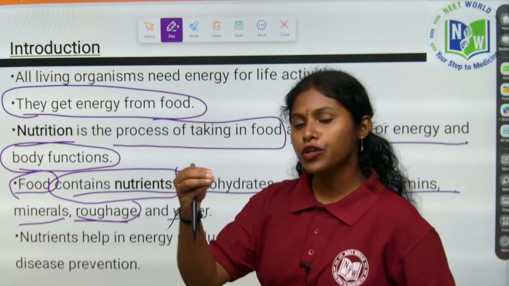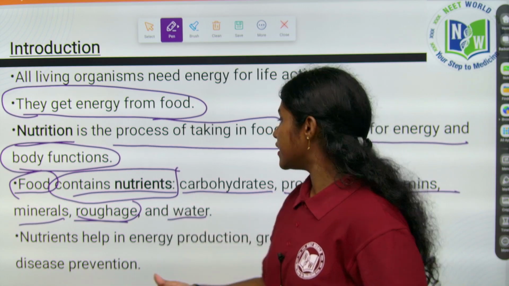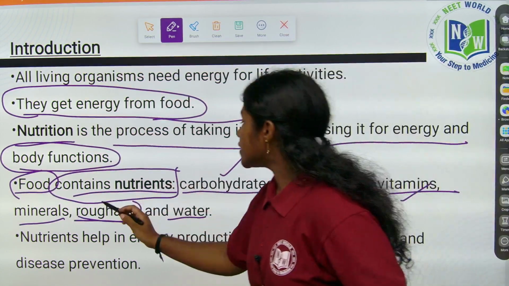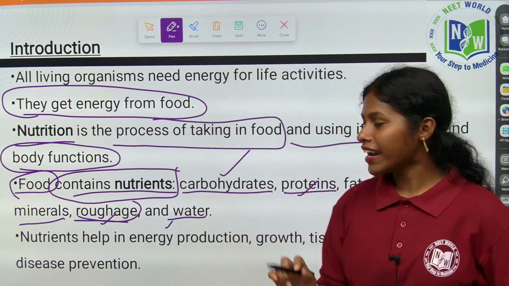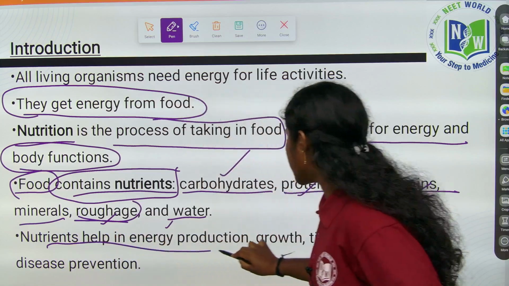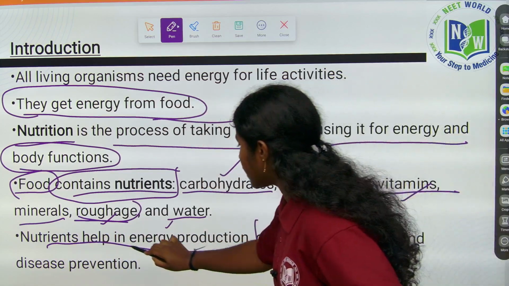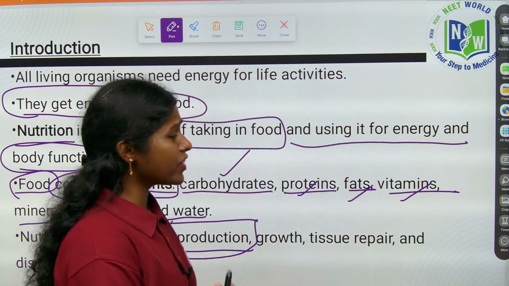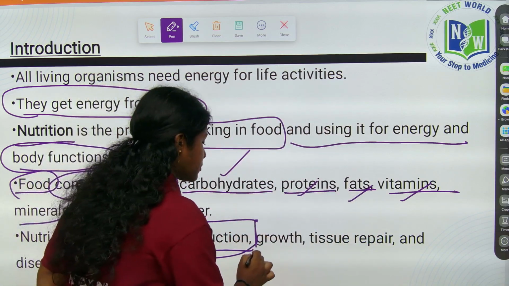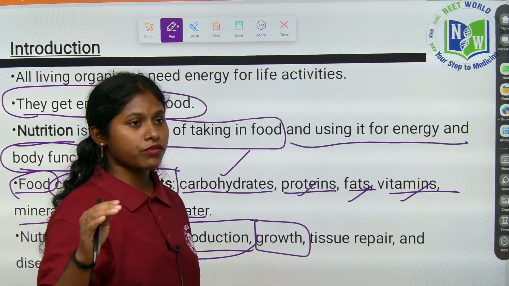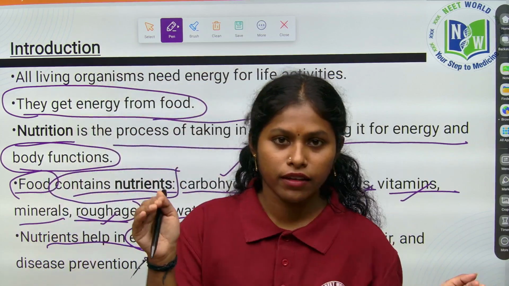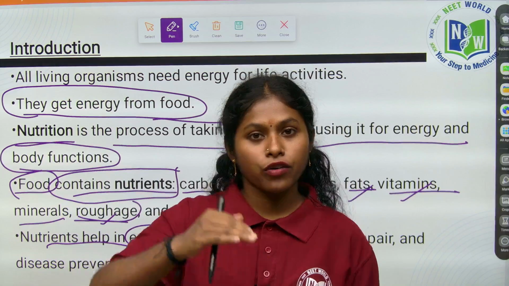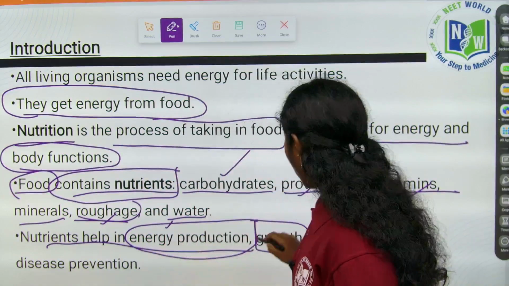Food contains nutrients. What are the components of nutrients? They are carbohydrates, proteins, fats, vitamins, minerals, fibers, and water, right? So nutrients help in energy production. Through the energy production we do various kinds of activities, and it helps in growth. We are not born big, we were small babies, right? With the help of the nutrients we are growing. So it helps in growth also.